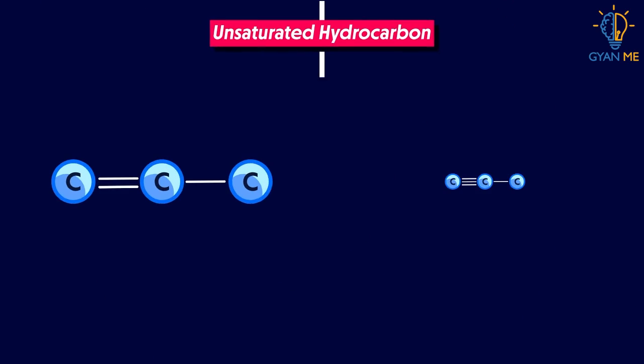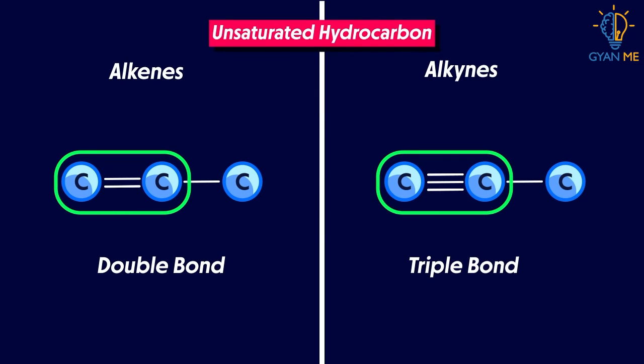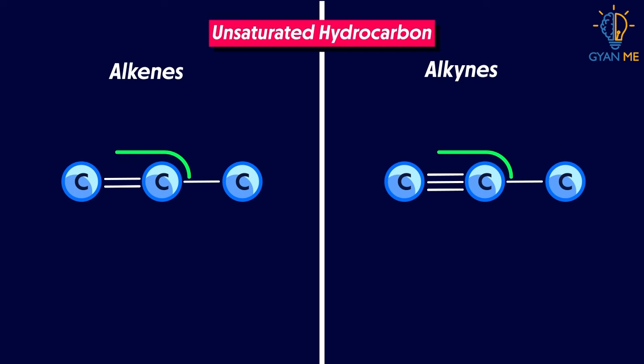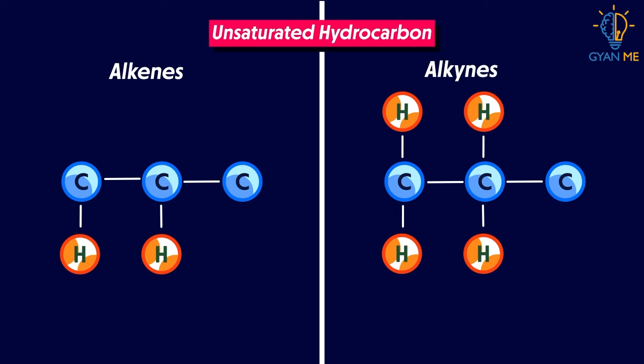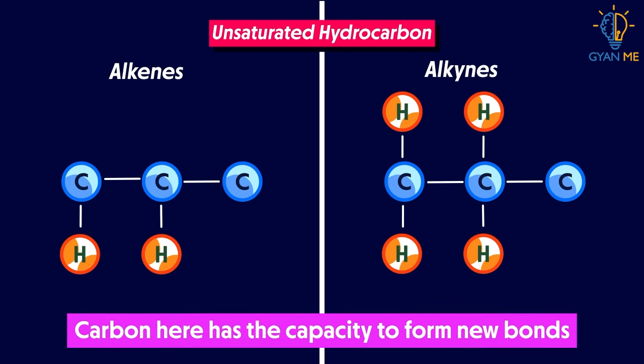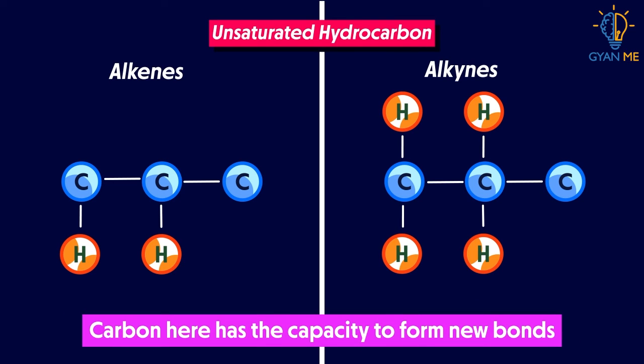And what about unsaturated hydrocarbons then? Simple. Since they have at least one double or triple bond between the carbon atoms, if this bond is broken, then a new atom or element can be bonded here. Simply put, carbon here has the capacity to form new bonds, and thus the name unsaturated.